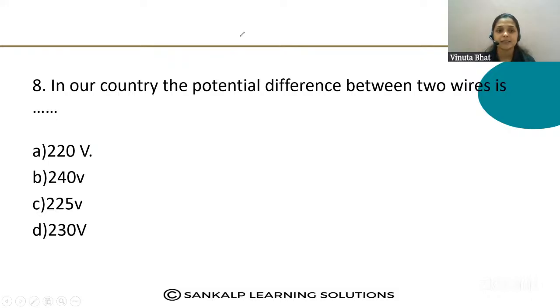In our country, the potential difference between the two wires is: 220 volt, 240 volt, 225 volt, 230 volt. So what is the potential difference between the two wires? We know that it is 220 volt in our country. Okay, so the potential difference is 220 volt. Option A is the correct answer.